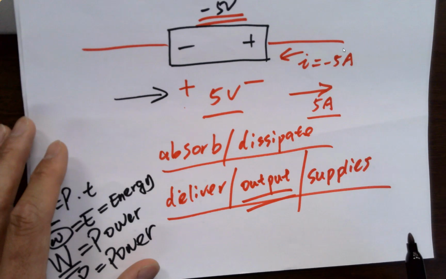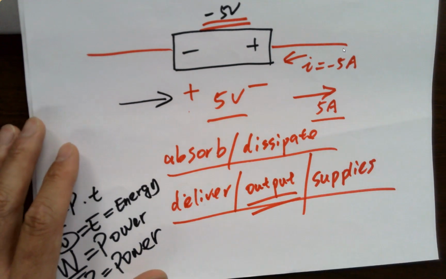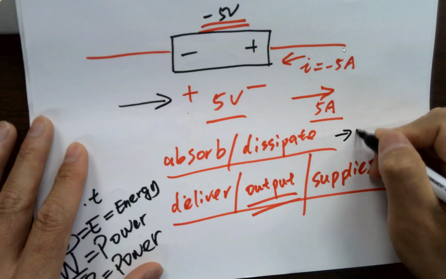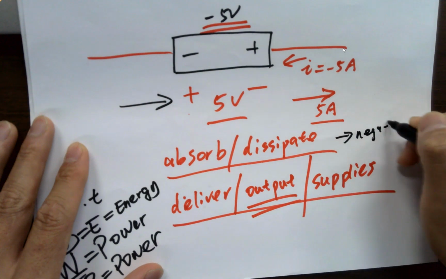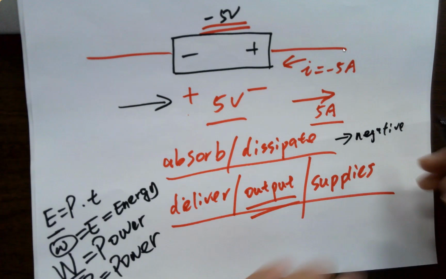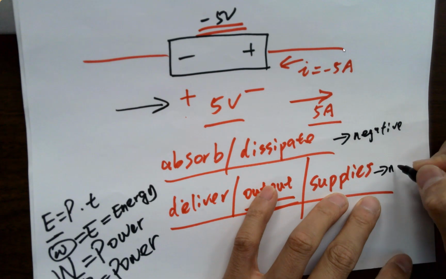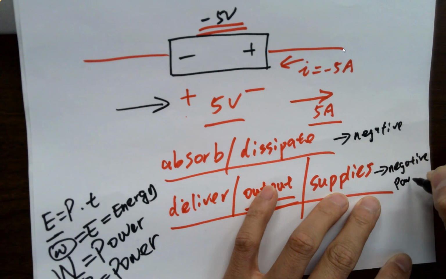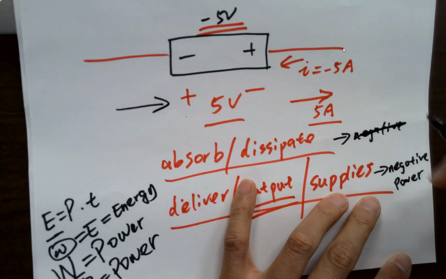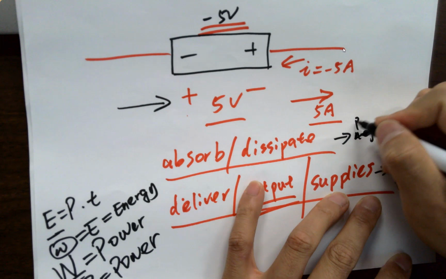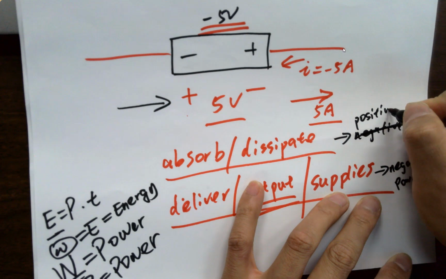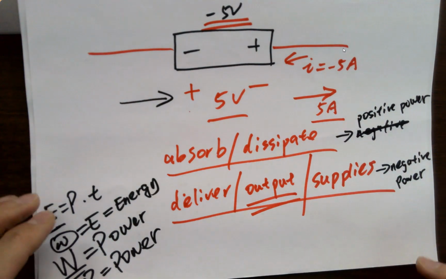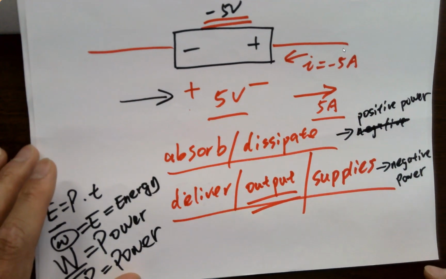That makes sense? So if it's delivering, it's generating, it's a negative power, right? Delivering will be negative power in terms of that device. And this will be positive power. Okay?